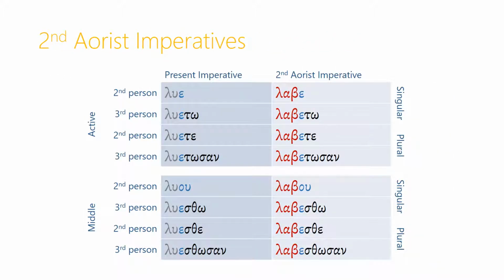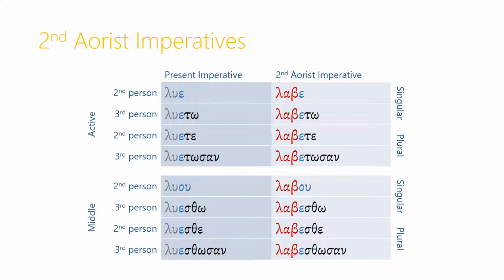The second aorist imperatives use exactly the same endings. So this is really easy. All that you have to remember is to use the second aorist stem of the verb. So lambano is a verb that takes the second aorist, and the second aorist stem is lab. So the second aorist imperatives will be labe in the second person singular, labeto, labeta in the second person plural, labetosan. And in the middle, we'll have again labu, labestho, labesthe, and labesthosan.